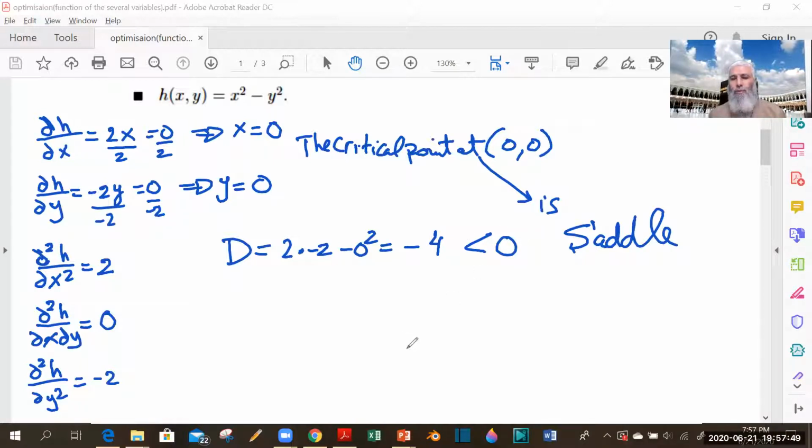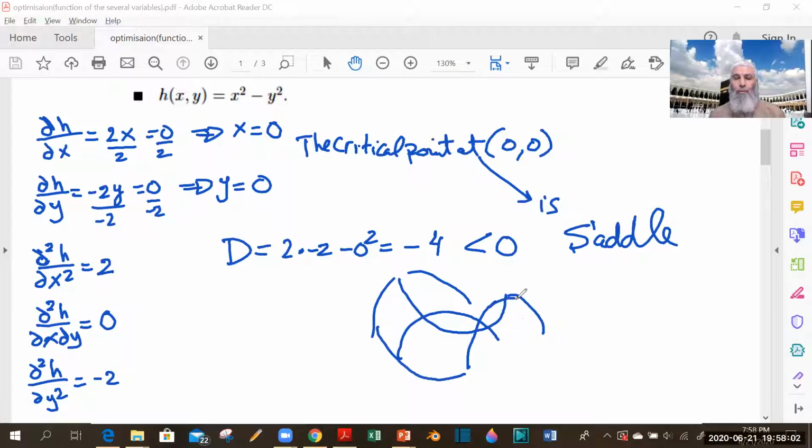Saddle means not maximum, not minimum, like this. So this is saddle. The saddle of the horse. Like, right? Yes. Right. Okay. This is saddle.